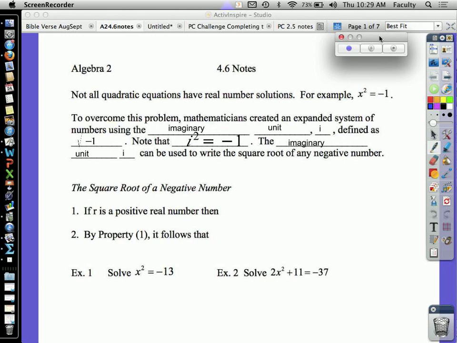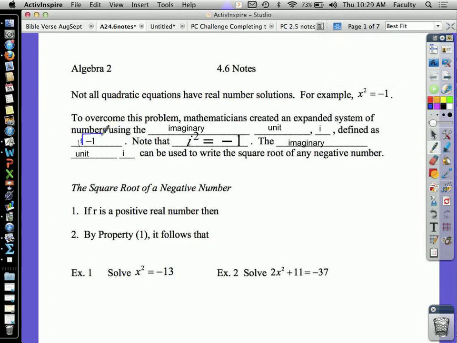4.6. Not all quadratic equations have real number solutions. For example, x squared equals negative 1. If you think about it, you might want to say that the solution is negative 1. But negative 1 times negative 1 is positive 1, so it doesn't work. So, to overcome this problem, mathematicians created an expanded system of numbers using the imaginary unit i.